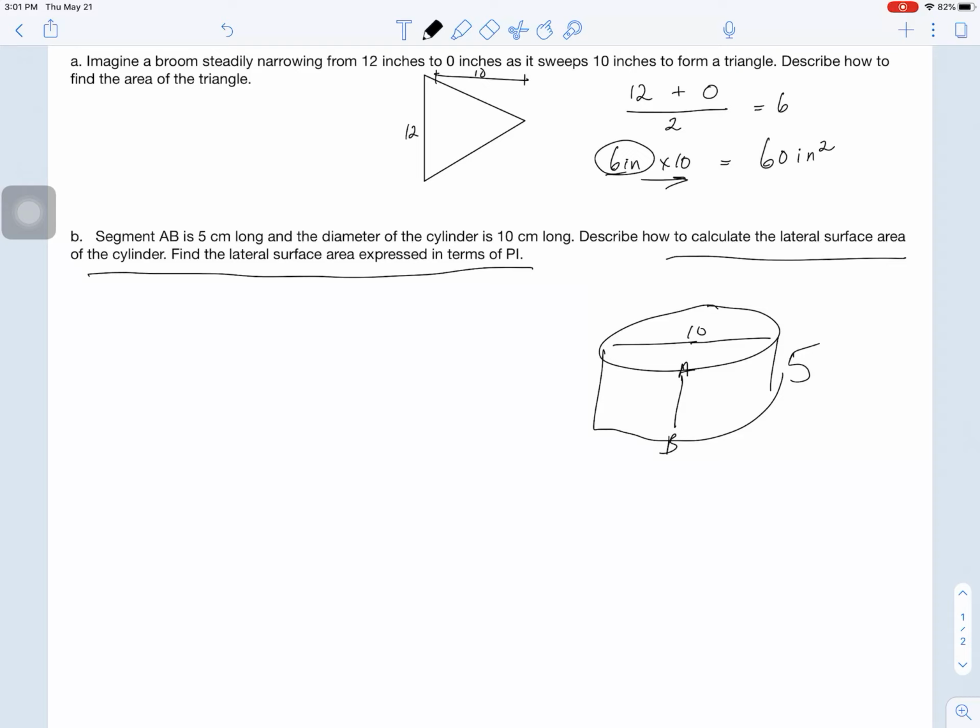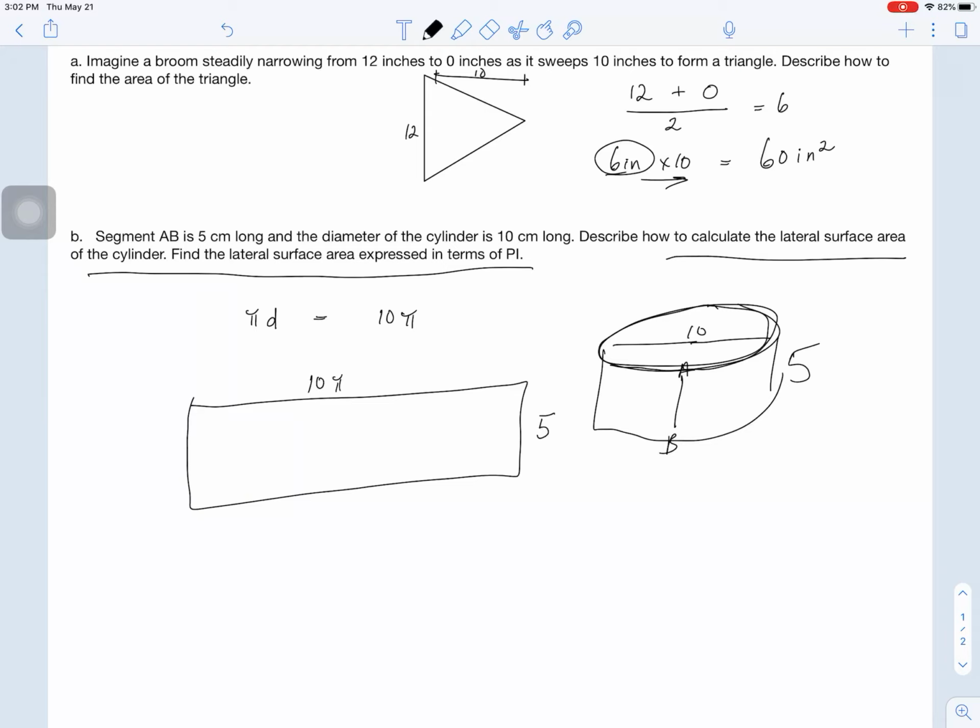This one's simpler because we need to find the circular measure, which is pi d, so we have 10 pi. Then we have our height for that rectangular piece. This side is 10 pi and our height is 5, so 10 pi times 5 gets us 50 pi square centimeters. And that was a quick how-to on this lesson.